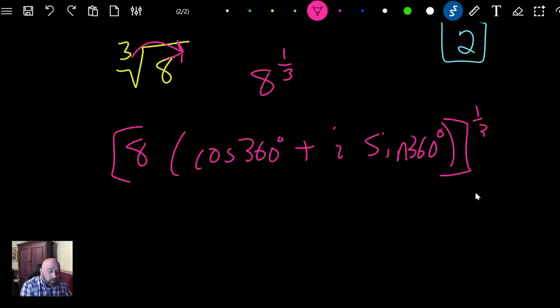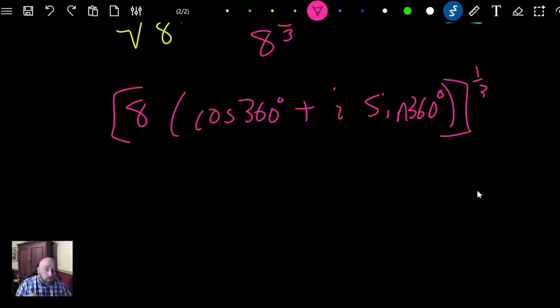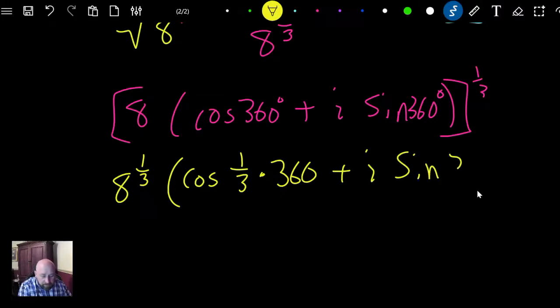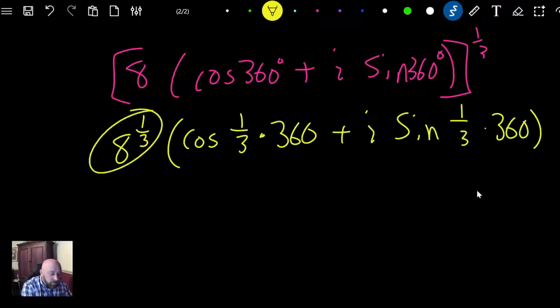Remember, we're doing it to the 1/3, and we're using de Moivre's theorem. So what we're going to do is we're going to do the same thing that we did before. 8 to the 1/3, and that's going to be times our cosine to the 1/3, right? Times 360. Remember, last time it gave us 0. That's where we got it zeroed out. But this is actually going to give us a number this time. Plus I sine of 1/3 times 360. So again, we can just do that. This is where it's going to give us our 2 again.